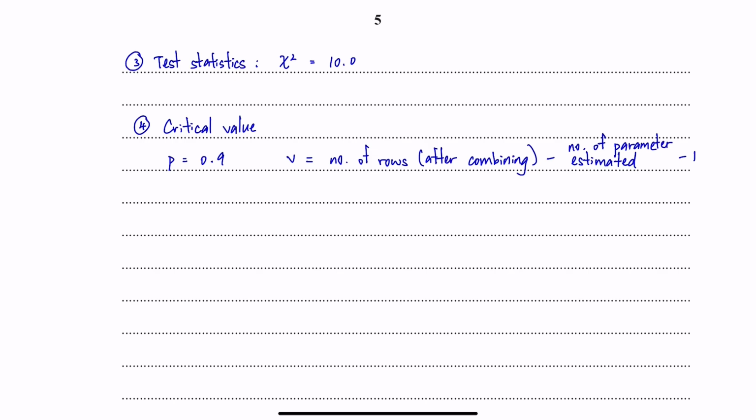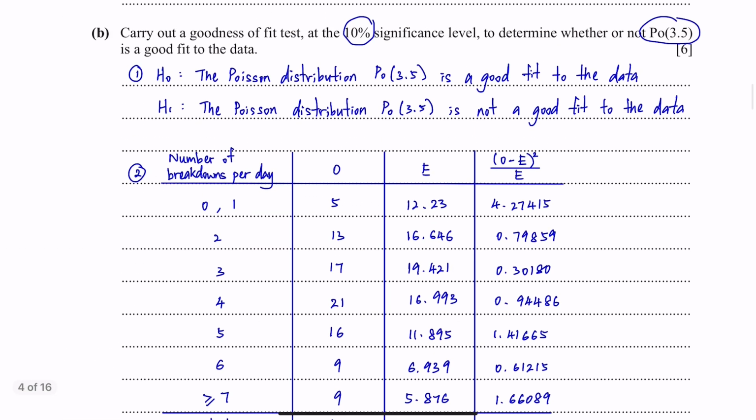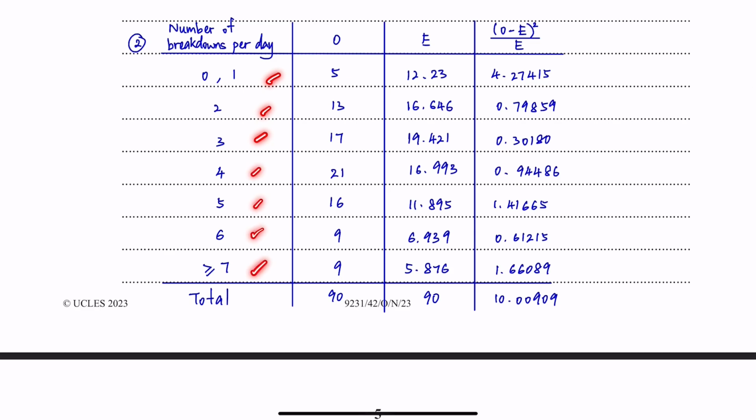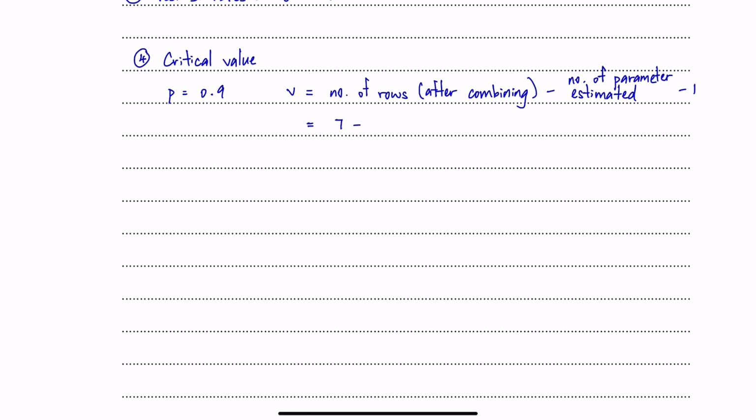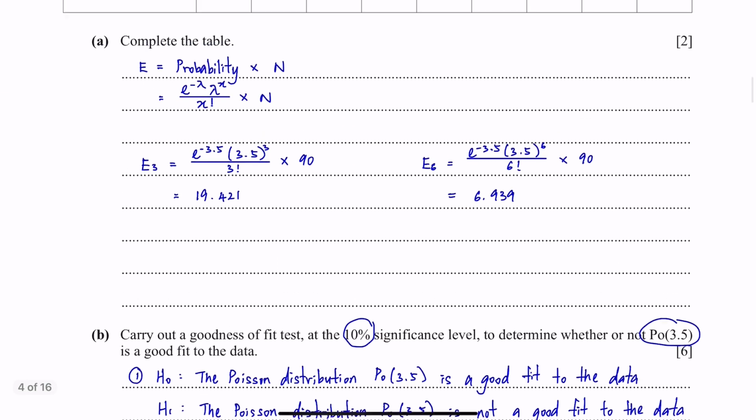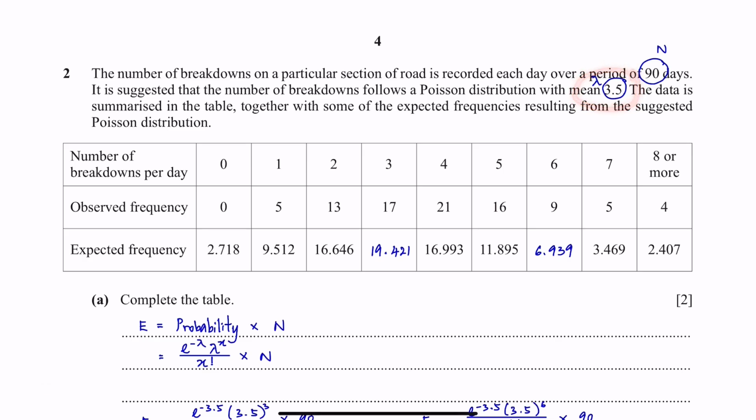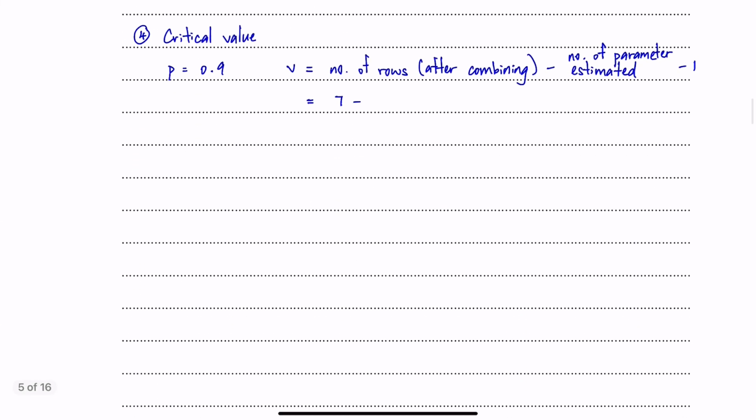So the number of rows after combining would be 1, 2, 3, 4, 5, 6, 7, minus the number of parameters estimated. Estimated means that the parameter wasn't given in the question and that we have to calculate it ourselves. So in this question, the mean value is already given, so we don't have to estimate it. So we don't have to minus anything for this section. And lastly, we just have to minus 1. So the degree of freedom would be 6.